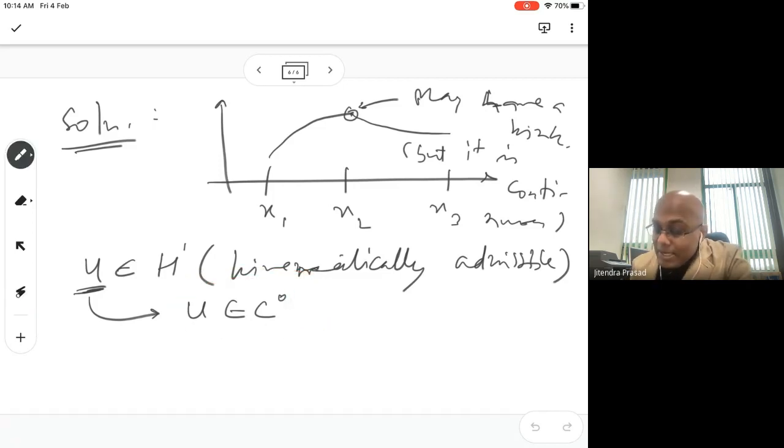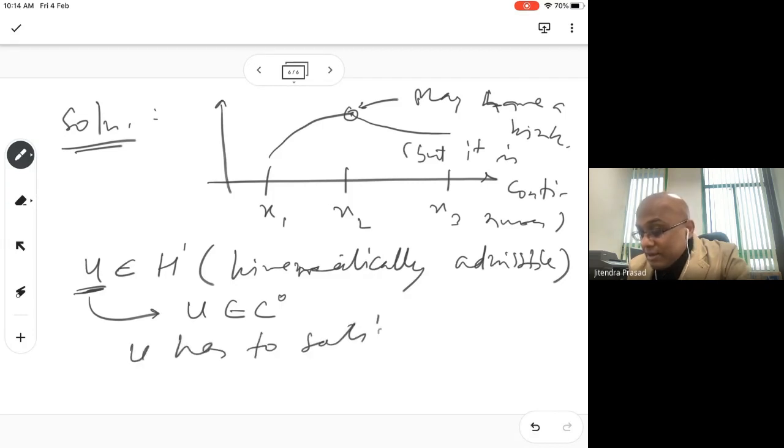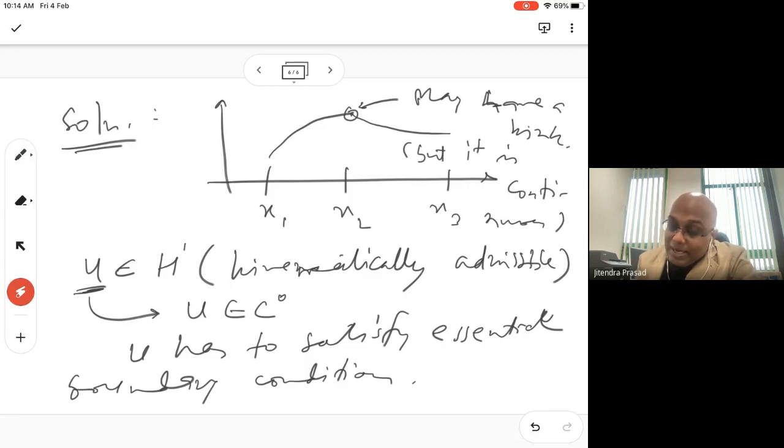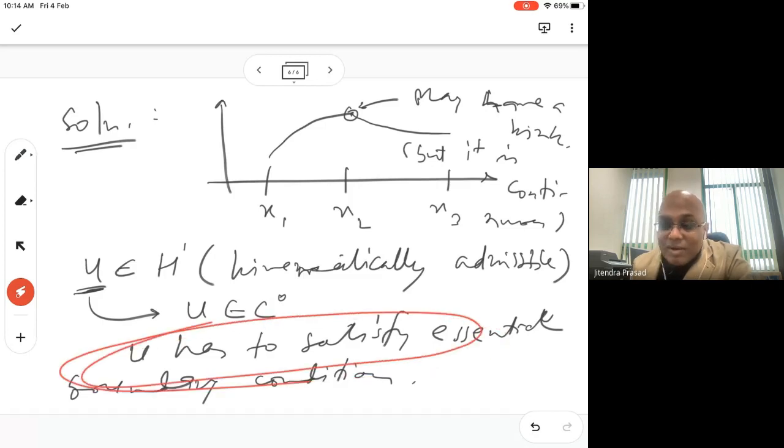Apart from that, U also has to satisfy the essential boundary condition. So your trial function has two properties. One, it has to be continuous like this, and the other is U has to satisfy the essential boundary condition.